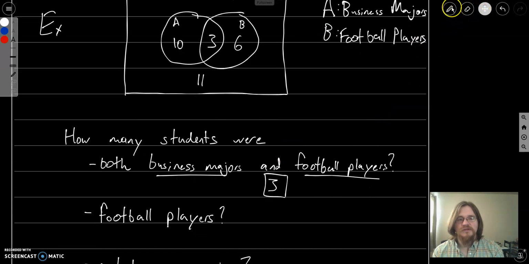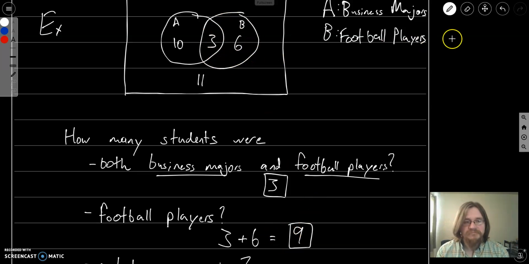So they're in the set B but they're not in the set A. So total, we had 3 students that are both football players and business majors. Another 6 students that are football players but not business majors. So total, there were 9 football players in this class.